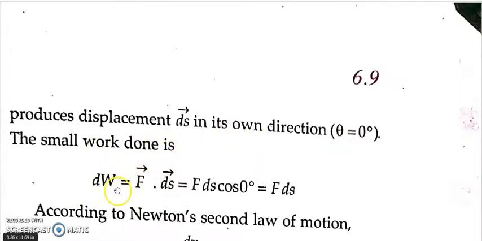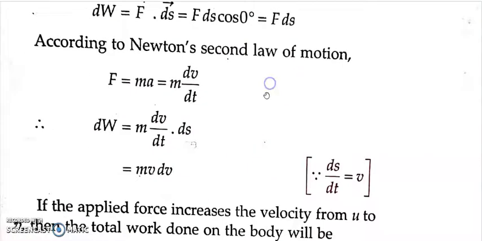Small work dW equals F dot ds, where ds is a small displacement and the product is a dot product. The dot product gives cos theta, and since they are in the same direction the angle is 0, so cos 0 is 1. So dW equals F ds. Now according to Newton's second law of motion, F equals m a, that is m dv by dt. You have already learned all these things in class 11 or 12, so F can be written as m dv by dt.